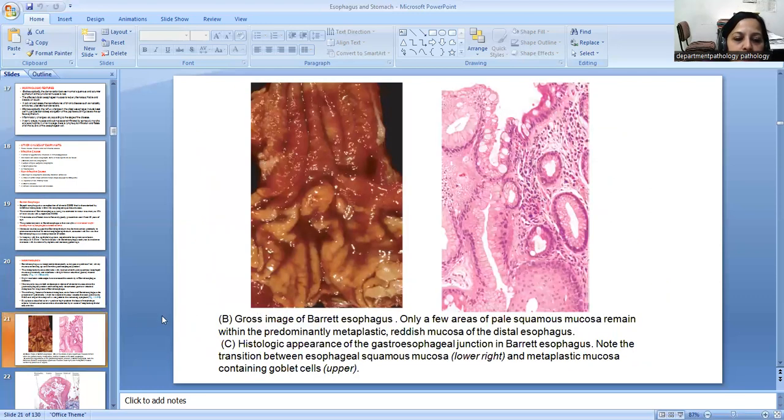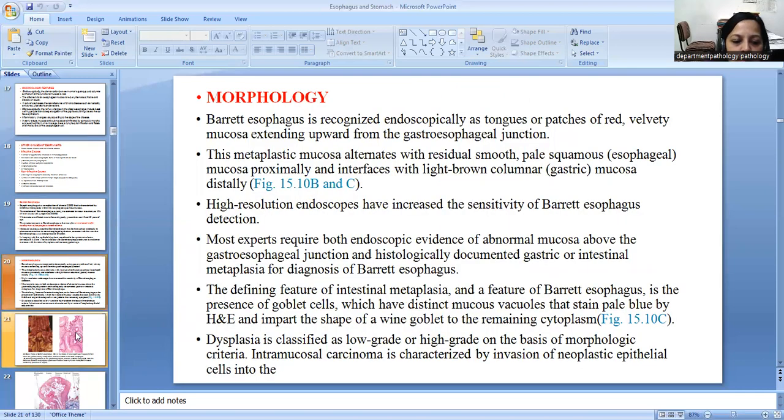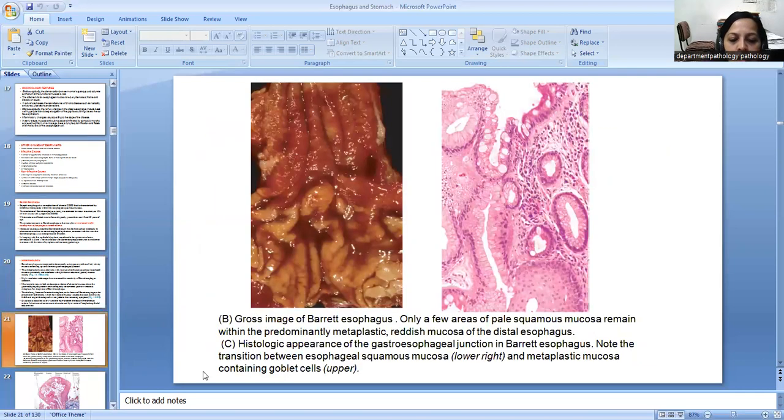So this is the image of Barrett's esophagus. This is a gross image. Only a few areas of residual squamous mucosa remain within the predominantly metaplastic reddish mucosa of the distal esophagus. In C, we can see the histological appearance.